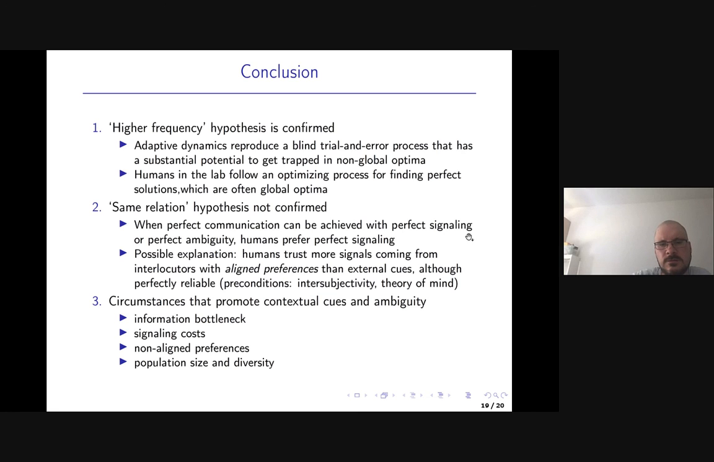But there are also, of course, conditions that can be tested that promote the usage of contextual cues and the emergence of this kind of ambiguity. For example, as we saw with the bottleneck game, an information bottleneck, and of course signaling costs, as we saw in the talk before: when using more signals is too costly, there's also a preference for this. When there are non-aligned preferences, then I would rather address cues that I know are perfectly reliable than a communication partner who might want to mislead me and doesn't want to communicate successfully all the time.